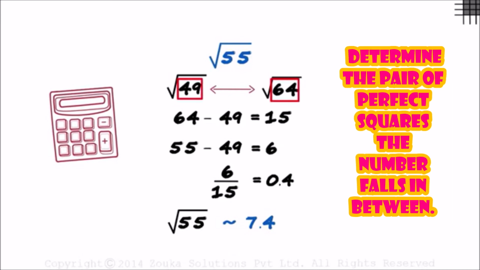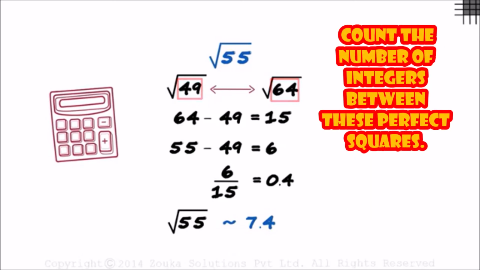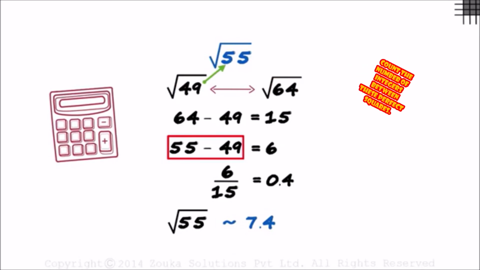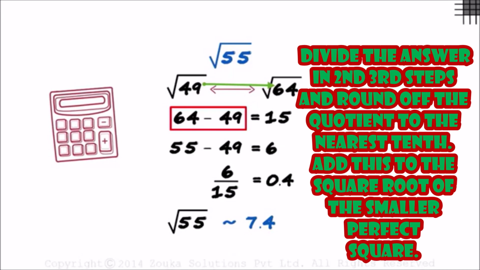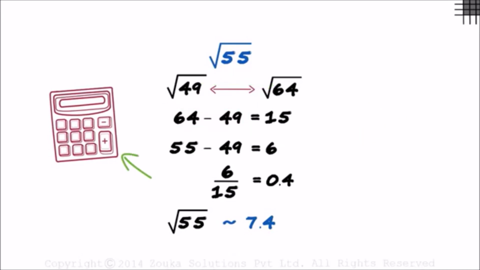Now, let's summarize what we did in order to get 7.4 as an approximation. First, we found the perfect squares 55 lies between. Then, we found how far 55 is from 49 relative to how far 64 is from 49. If you check it in a calculator, you will get the value as 7.416, which is very close to 7.4.